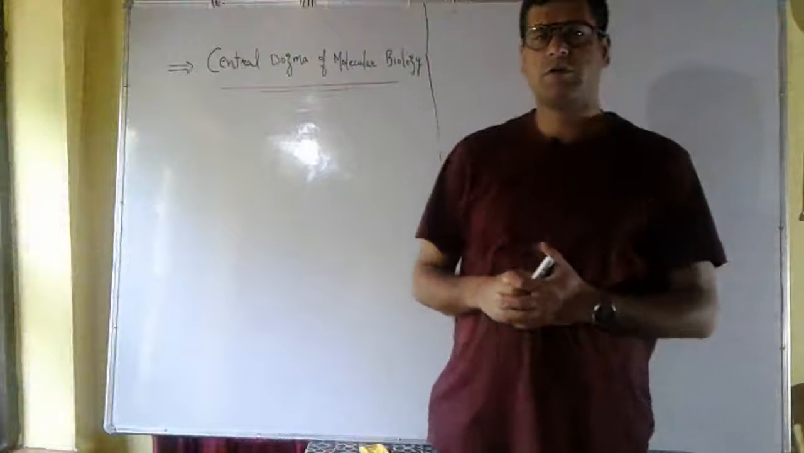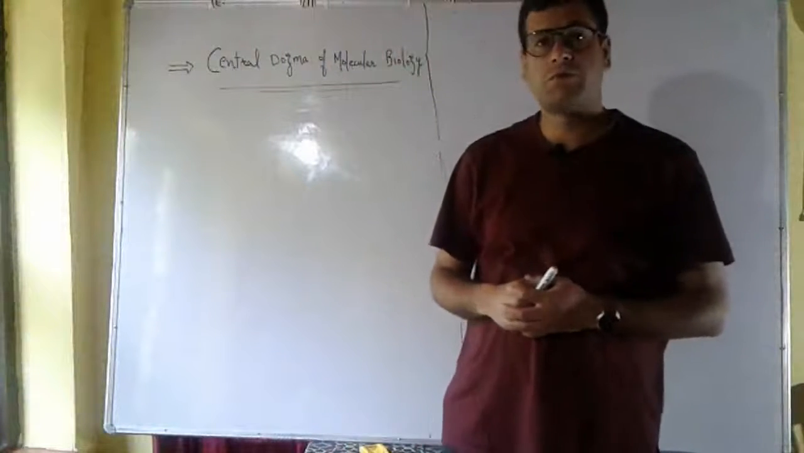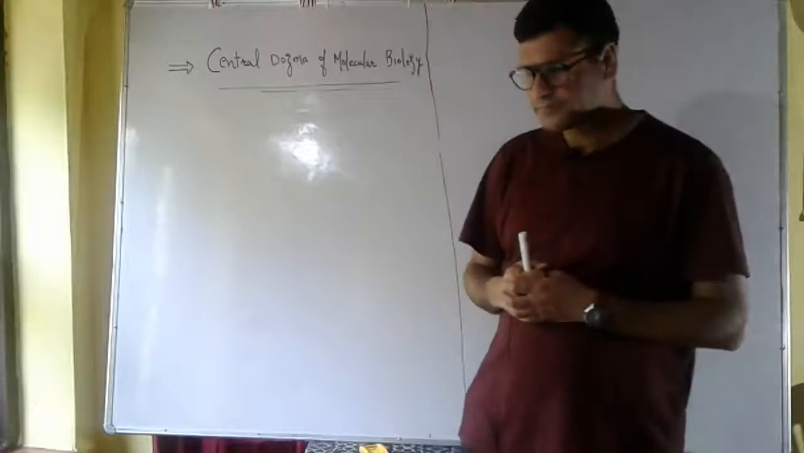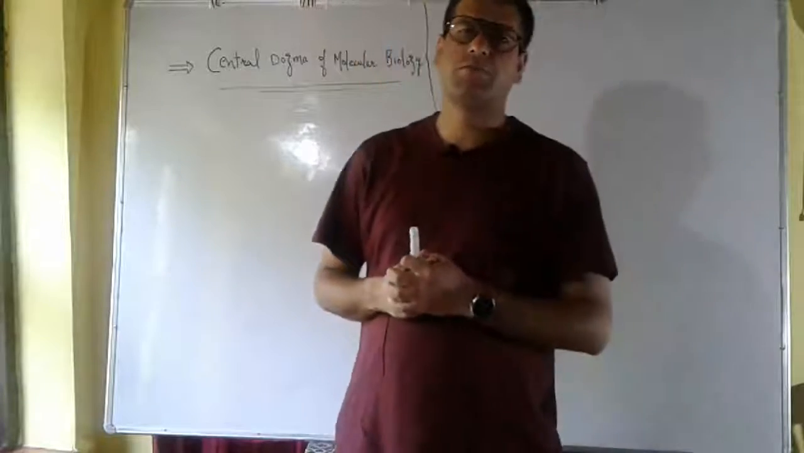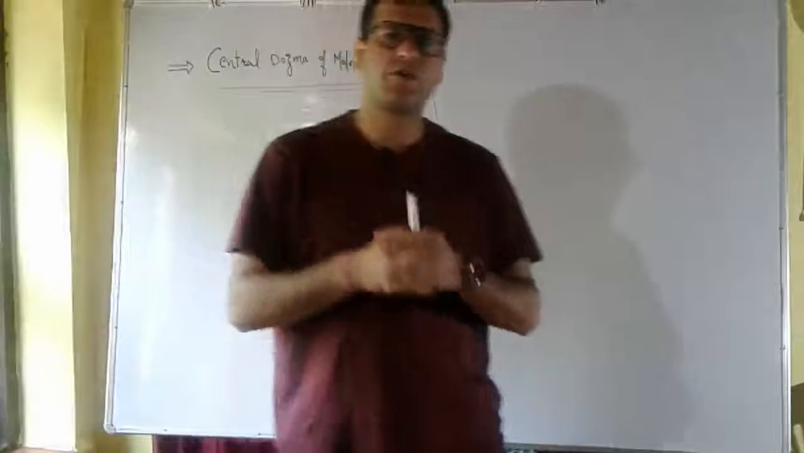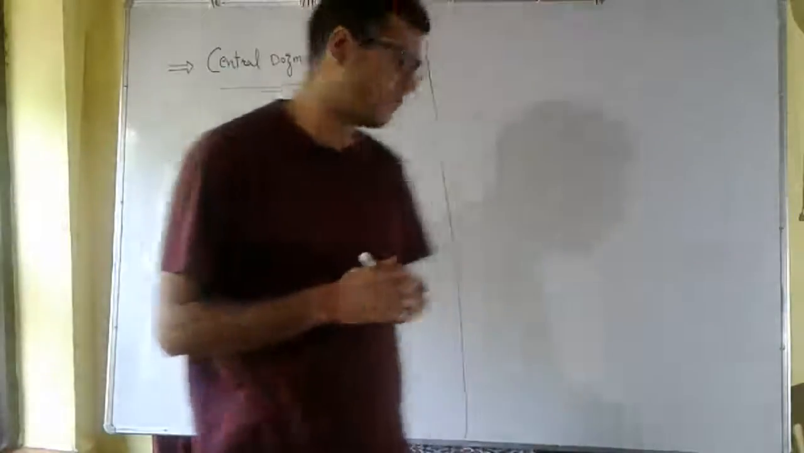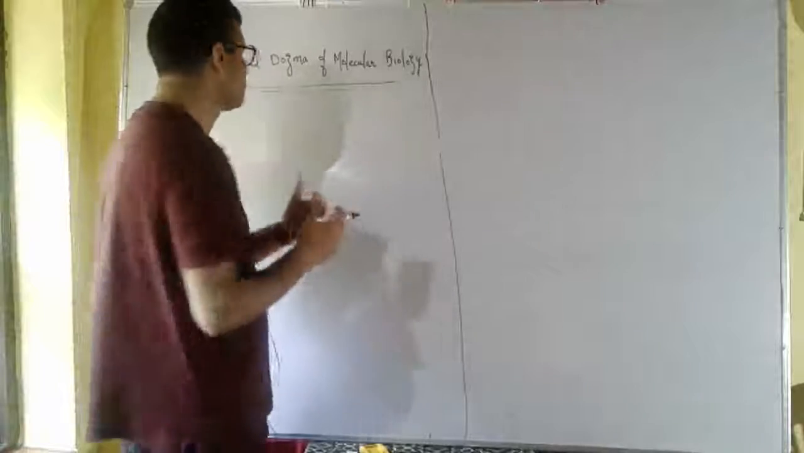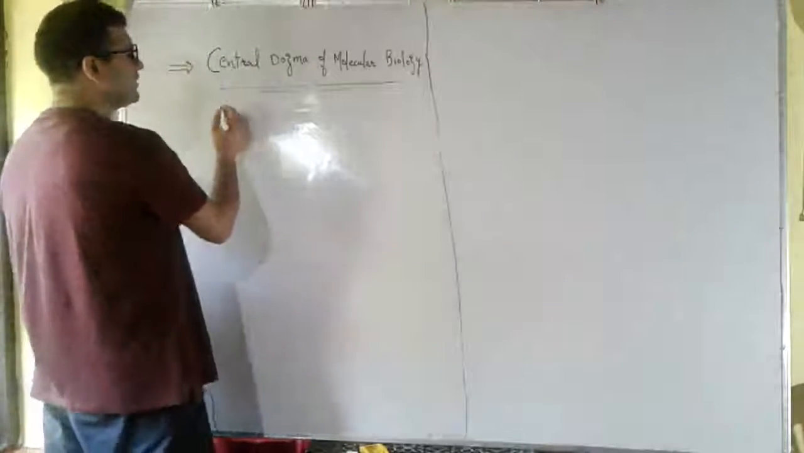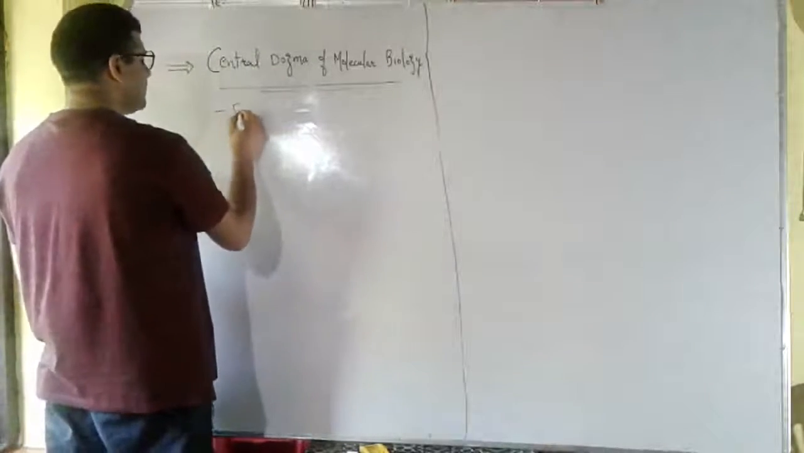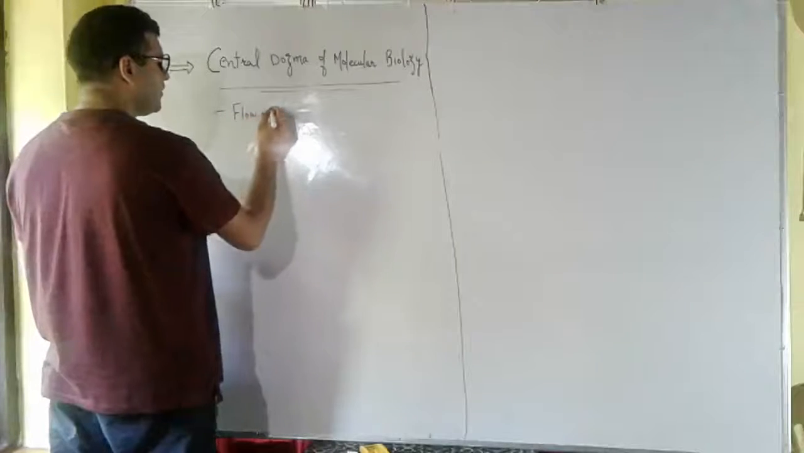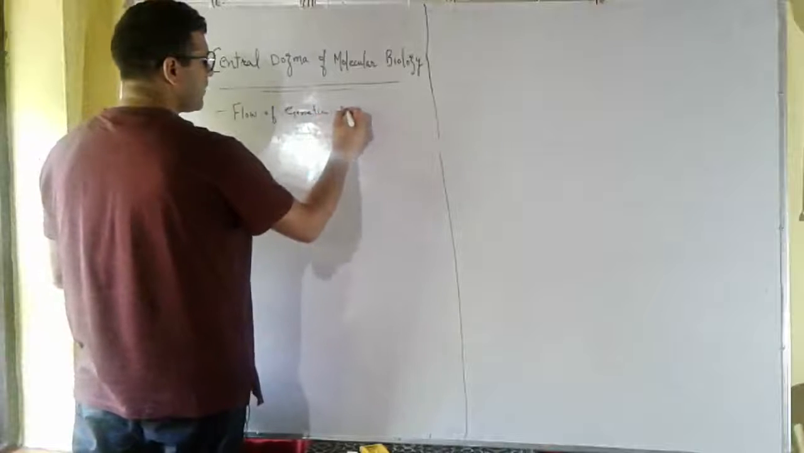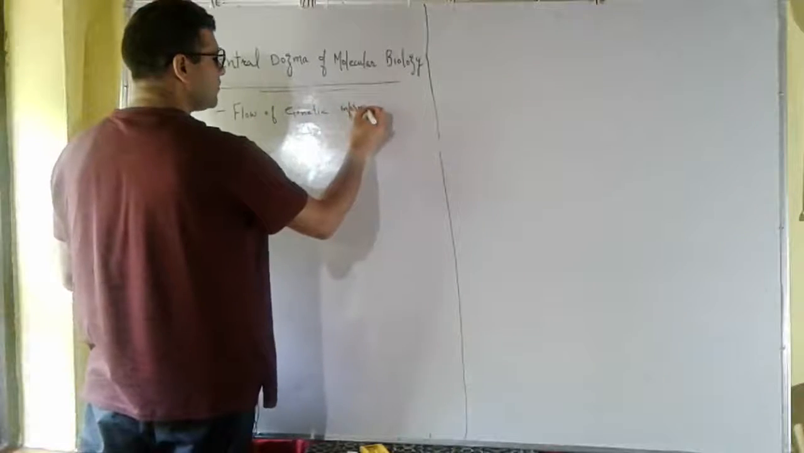Today we will talk about the central dogma of molecular biology. This concept is related to the flow of genetic information. How genetic information flows in a living organism is explained by means of the central dogma of molecular biology.